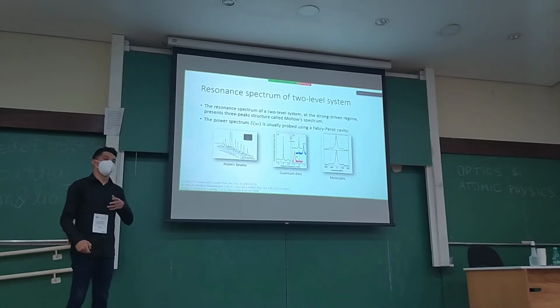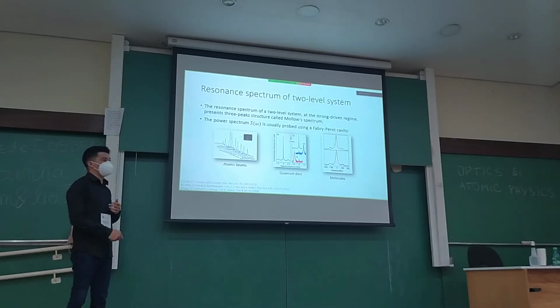When we drive an atom, for example, with low-intensity light, we know that the spectrum scattered by this atom is trivial. It's just equal to the spectrum of the light that excites the atom. But when I drive this atom in a strong driving limit, the spectrum becomes much more complex and much more interesting, with a three-peak structure called the Mollow spectrum.